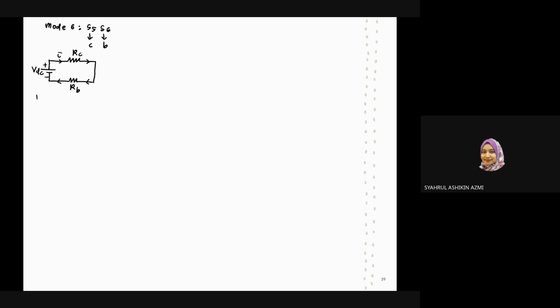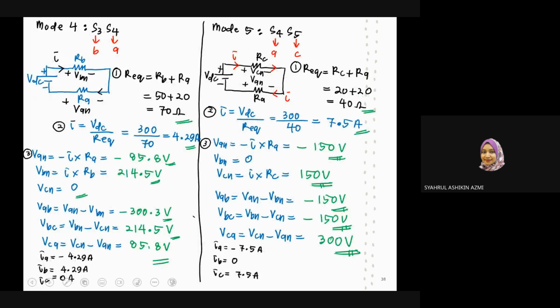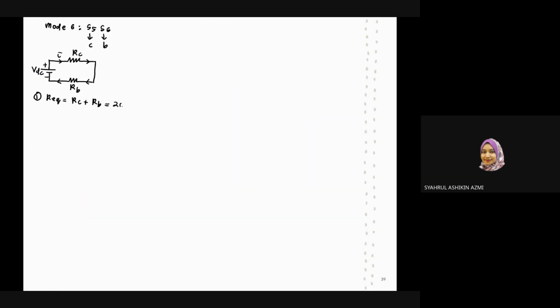Okay, step number 1, you need to find R equivalent, which is RC plus RB. Okay, RC is 20. RB, where is RB? 50. So you get 70 ohm. Okay, this is for R equivalent.